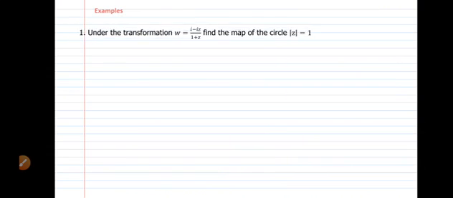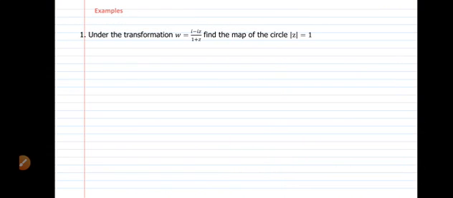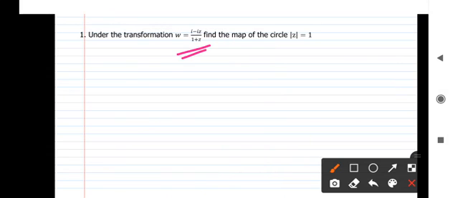standard transformations. First example: under the transformation w equal to (i minus iz) upon (1 plus z), find the map of the circle mod z equal to 1. So this is the transformation given to you. This is not actually the standard transformation at present, and here we are given a curve in z plane, which is a circle denoted by the equation mod z equal to 1. That is a circle with center at origin and radius 1 unit. Now we have to find the image of this circle in z plane under this transformation in w plane.